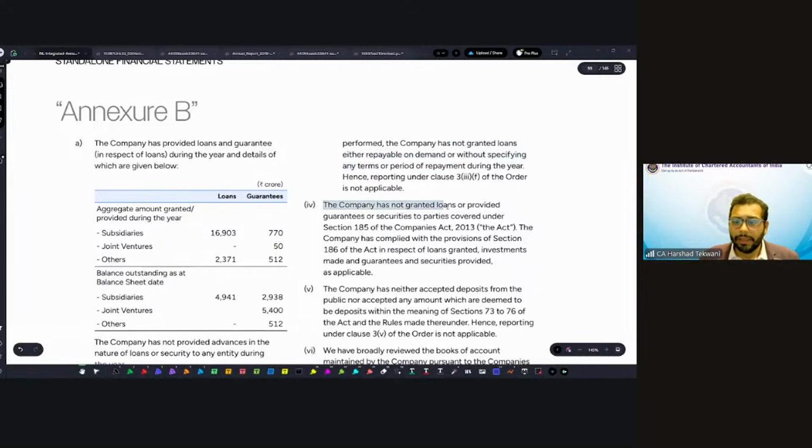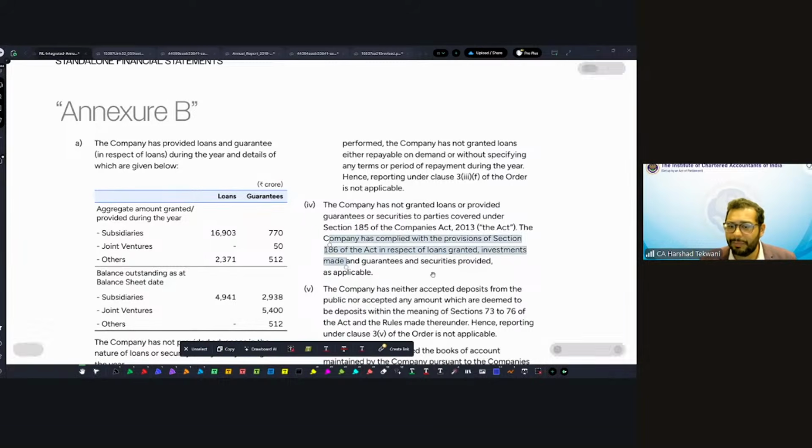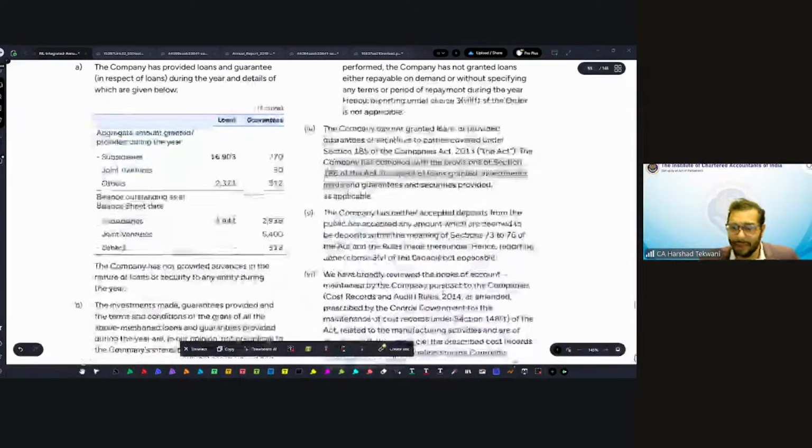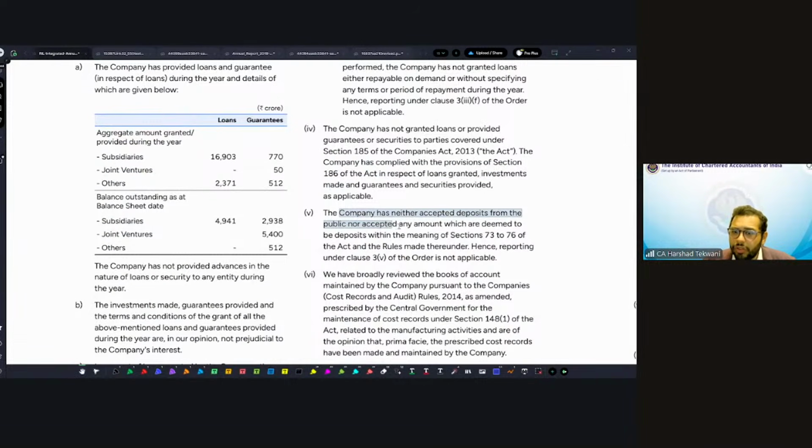See, over here, the company has not granted loans or provided guarantees as per 185 of the Act. The company has complied with the provisions of 186 wherever loans were granted and investments made. So they have specified 185 is not applicable, but 186 is complied. Second, the company has neither accepted deposits nor any amount which is deemed to be deposit. So this is not applicable. Hence, reporting under clause 3.5 of the order is not applicable. Simple.